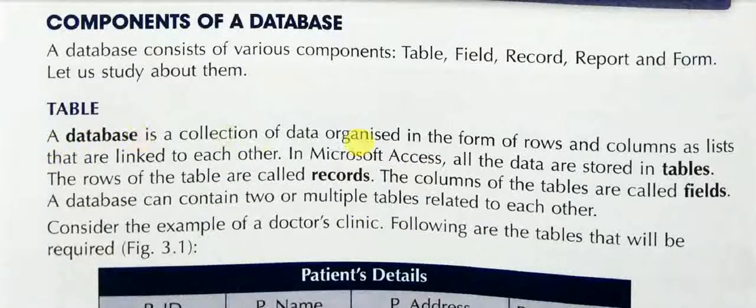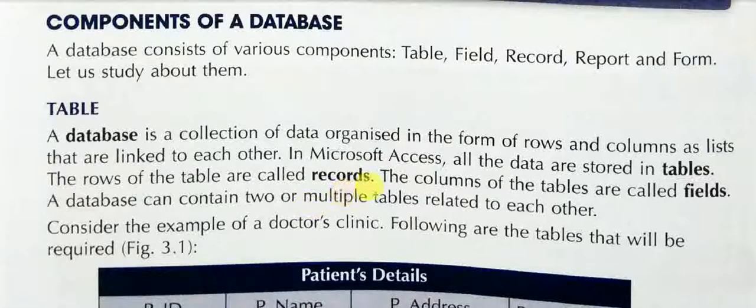So a database is a collection of organized data in the form of rows and columns as lists that are linked to each other. So as you can see here, the definition of a database is a collection of data organized in the form of rows and columns. Okay, and different data are linked to each other. Then in Microsoft Access, all the data are stored in tables. So basically all the data are stored in tables. So without tables you cannot store the data.